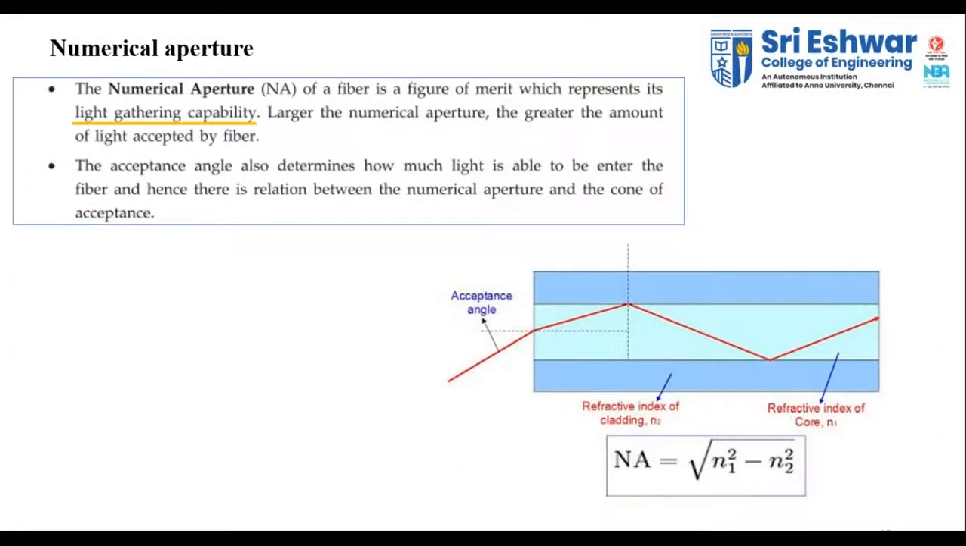The numerical aperture, the basic formula: NA is the square root of n1 squared minus n2 squared. Kindly recall. So what is the purpose of your numerical aperture? This is the value that gives the maximum light-gathering capability of your cable.